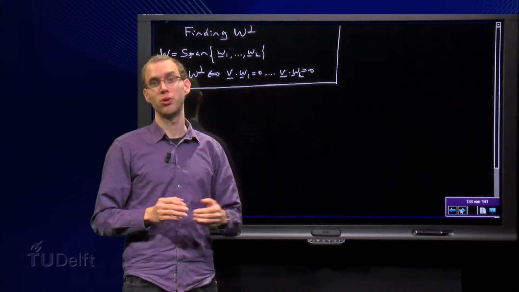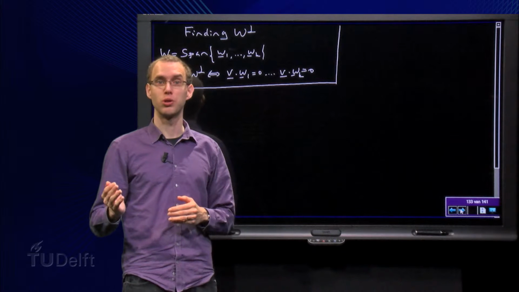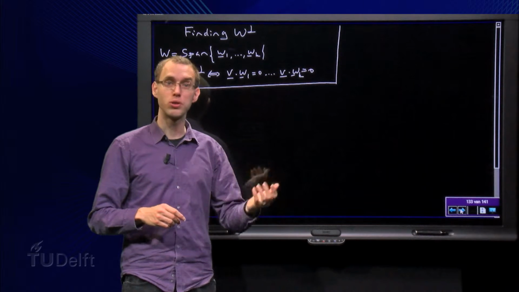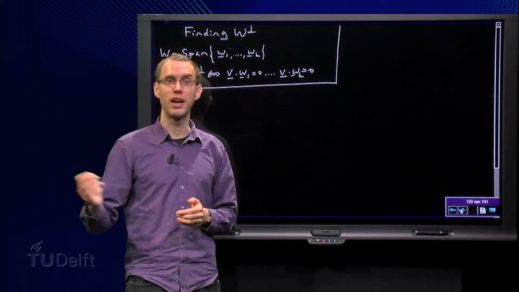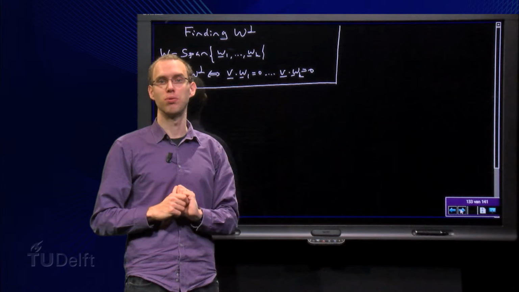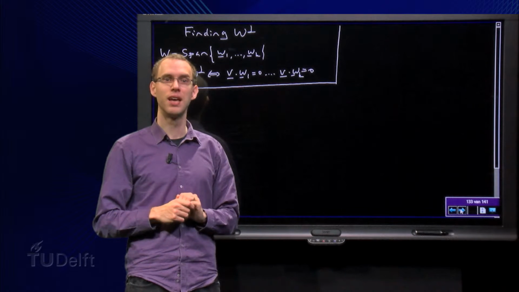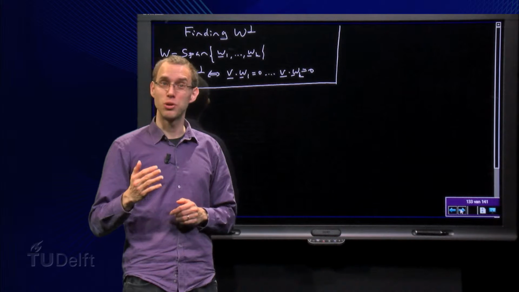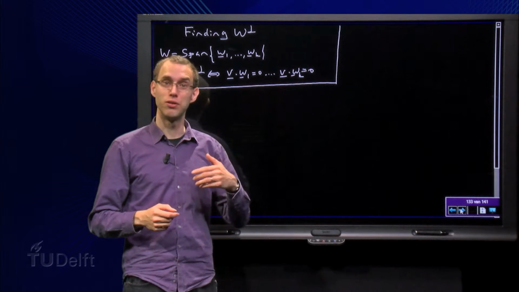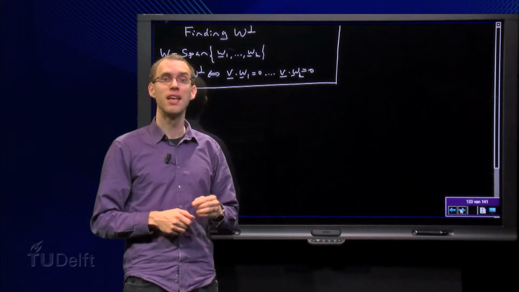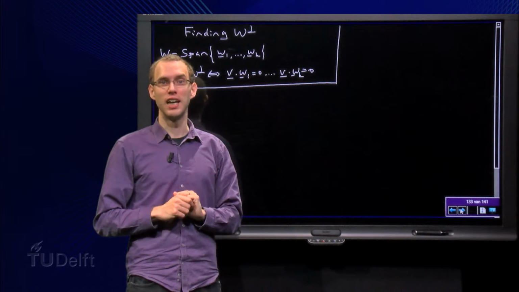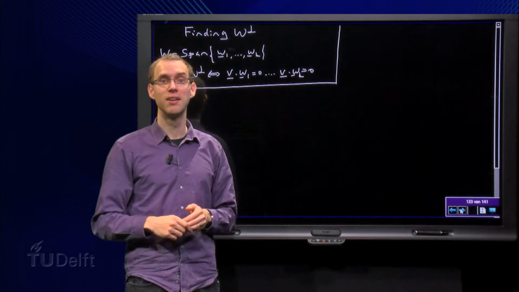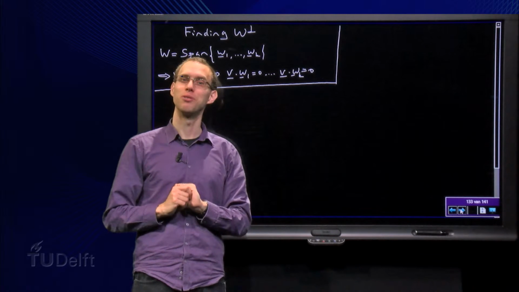The converse is also true. Any vector orthogonal to all vectors in the span of w1 to wk is also orthogonal to w1 to wk. This one is much easier to prove, almost trivial. This means that if you want to see whether a vector is in W perp, we only need to check whether a vector is orthogonal to w1 until wk. And that is how we are going to find W perp.